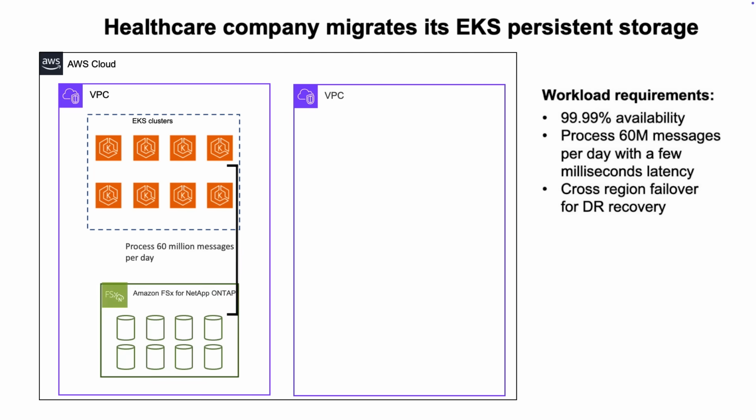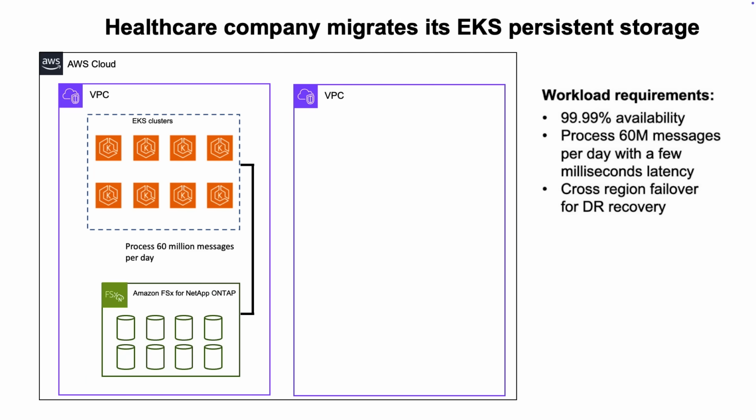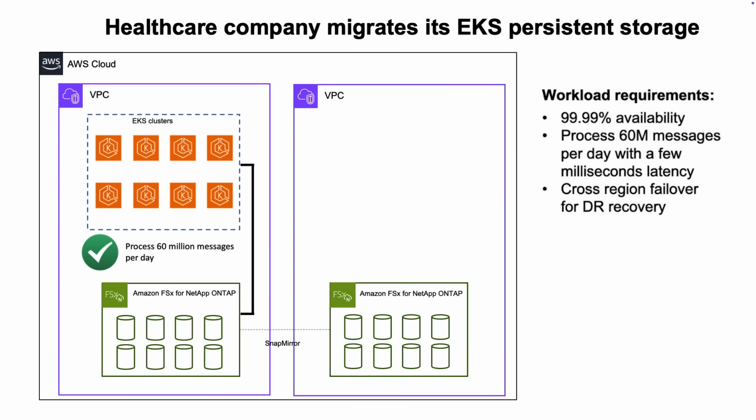Replacing it with FSx for ONTAP, they kept 99.99% availability, were able to meet their latency requirements, and enjoyed FSx for ONTAP's built-in cross-region replication based on SnapMirror. Want to understand how FSx for ONTAP did all this and what it can do for you? Let's see a technical explanation and hands-on demo that do just that.